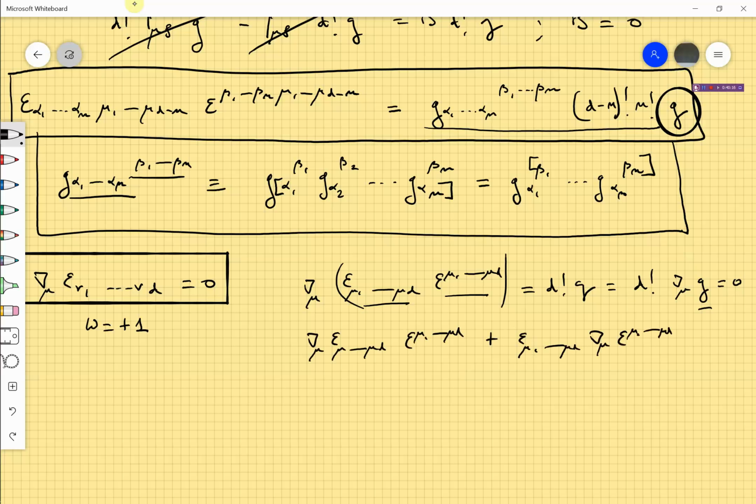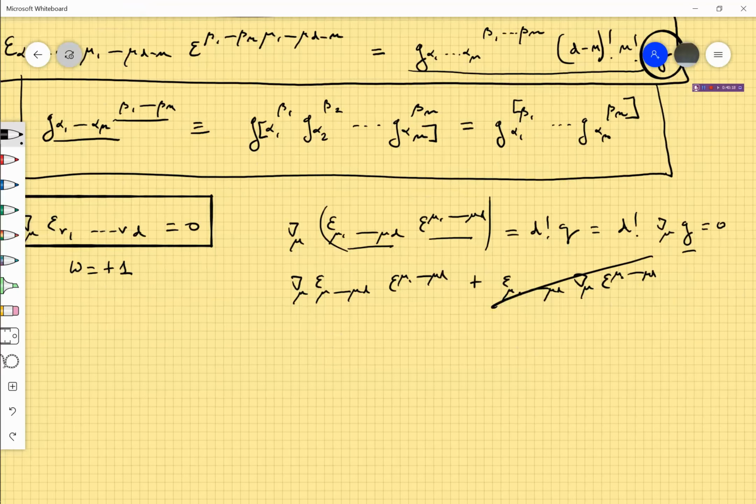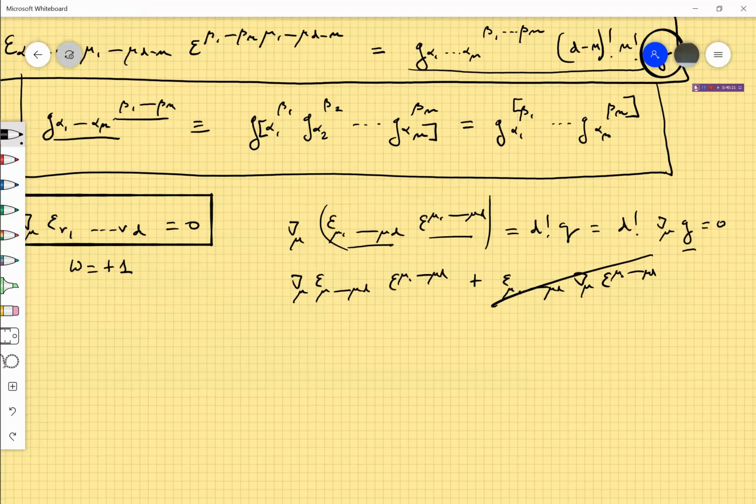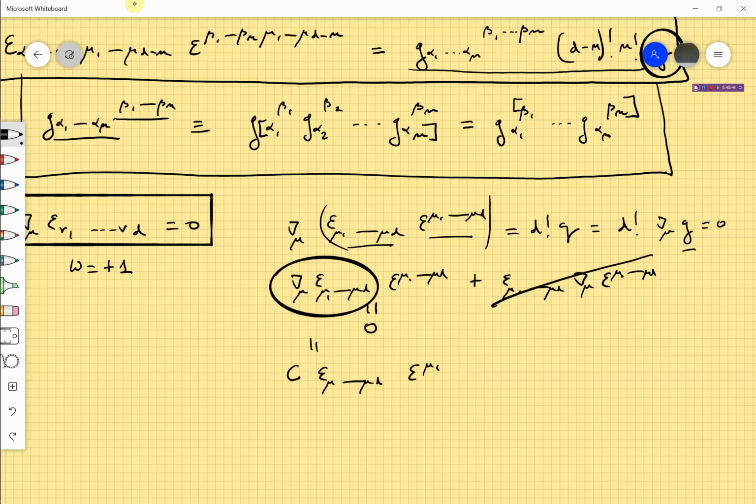Mu1 to mu d, this is 0. So what you prove is that this is equal to 0. And since this has to be the result of this, completely antisymmetric in the indices mu1 to mu d, it will be proportional to epsilon mu1 to mu d. So this is some number, maybe call it c, times epsilon mu1 to mu d, contracted with epsilon mu1 to mu d, and you get 0, which means that c is 0, and that this covariant derivative is 0.